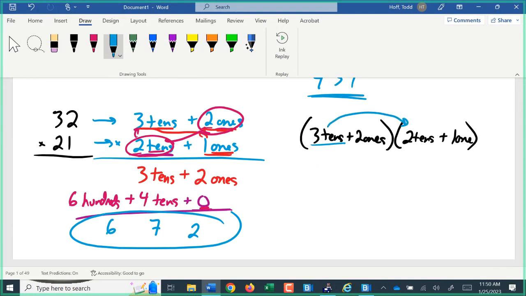3 tens times 2 tens. 3 times 2 is 6. Tens times tens is hundreds. 3 tens times 1 one. 3 times 1 is 3. Tens times 1 is tens.